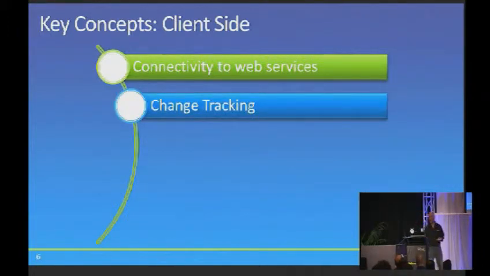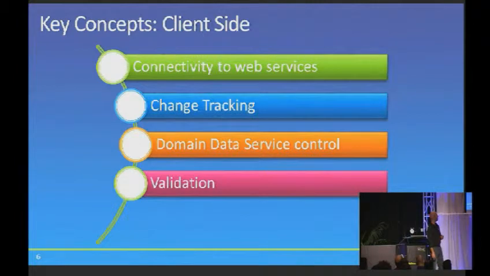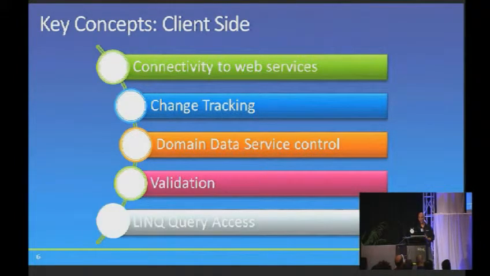We'll talk about change tracking and how that works in the domain context. We'll talk about that domain data source control. Sorry, I wrote domain data service control; there's a typo by me. It's a domain data source control. Validation techniques in RIA services that works on the client for you. And LINQ query access, because that's key.